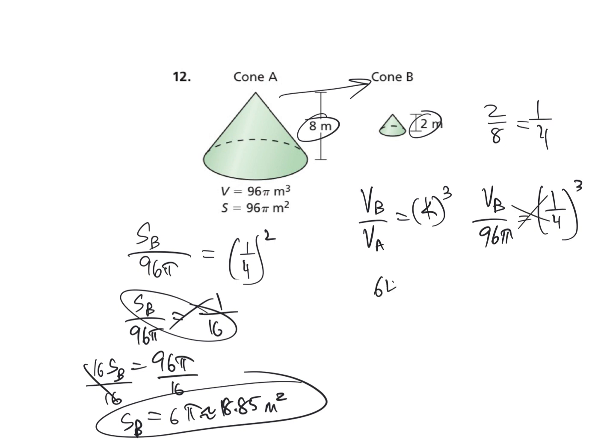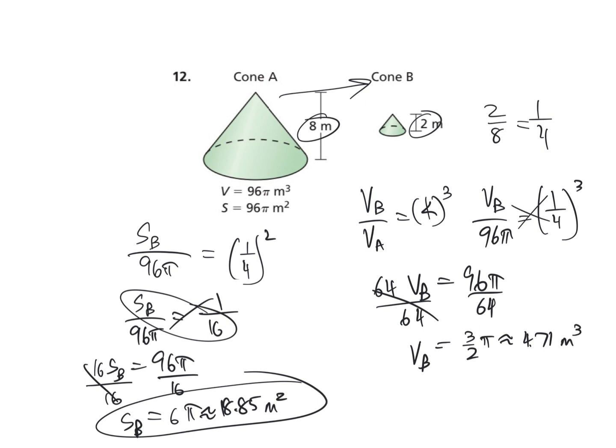So 64 times the volume of B equals 96 times pi, divided by 64. So the volume of B is 3/2 pi, or you can just take 96 times pi divided by 64. You get the same thing as a decimal, which is 4.71. Again, this is meters cubed.